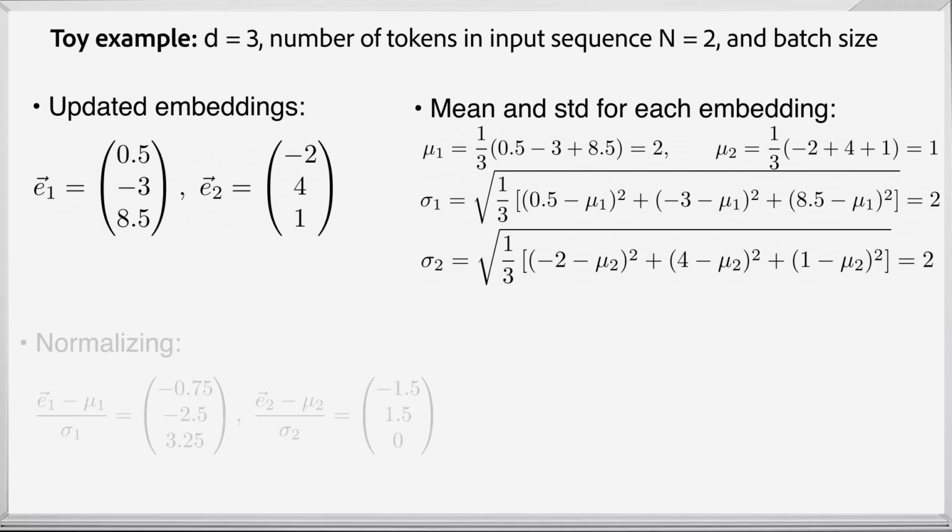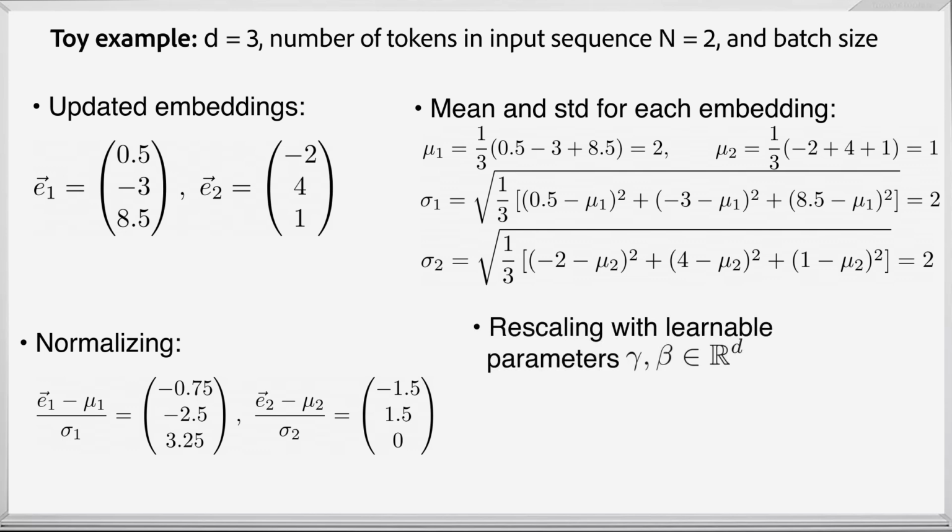Now we normalize each vector by subtracting the mean μ1 from E1 and dividing by the standard deviation sigma1. This gives us a vector that has mean 0 and a variance of 1. And we do the same for the second vector using μ2 and sigma2, resulting in normalized vectors. Layer normalization now allows the model to rescale those normalized vectors by adding learnable parameters gamma and beta that have the same dimension as our vector representations.